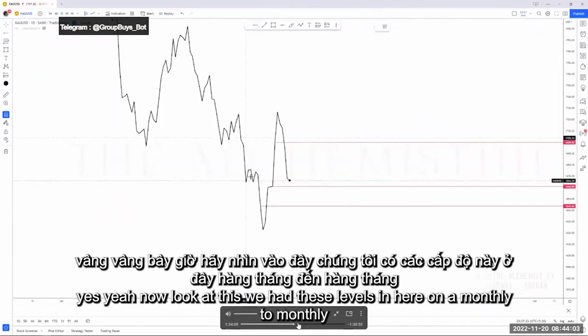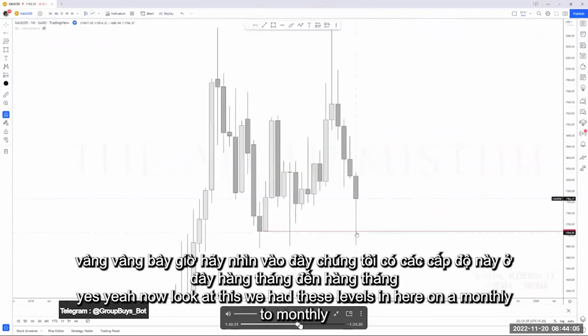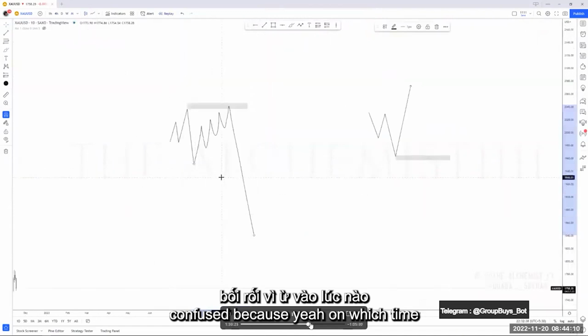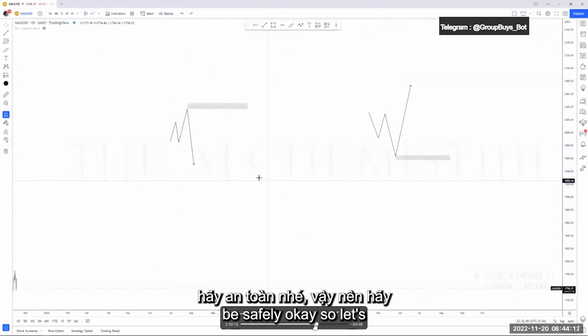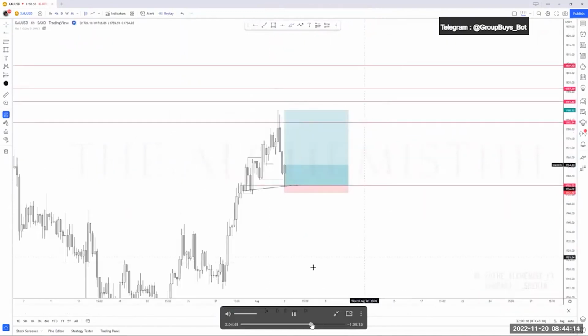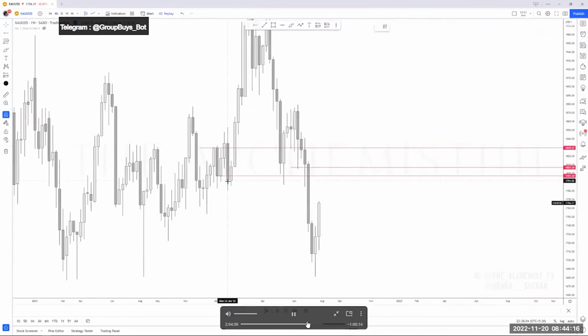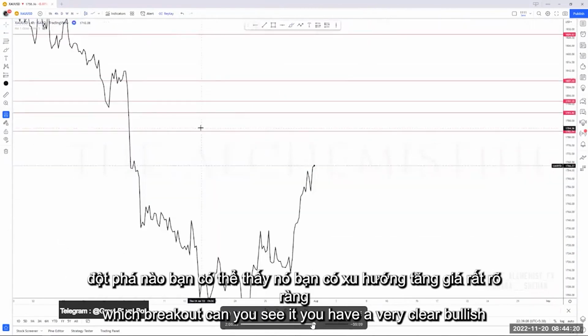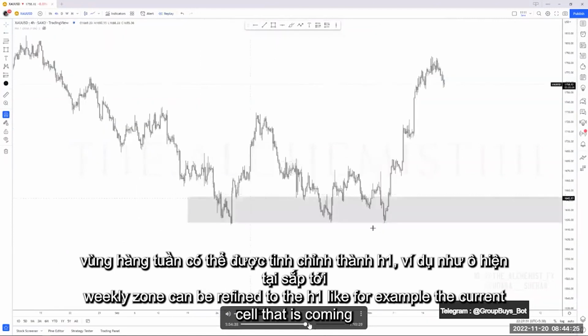Now look at this. We had these levels in here on a monthly to monthly. Bullish breakout. Can you see that? We have a very clear bullish weekly zone that can be refined to the H1.